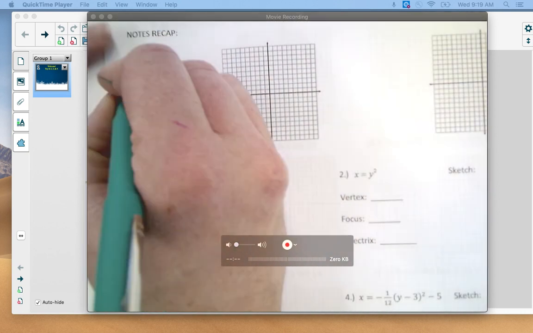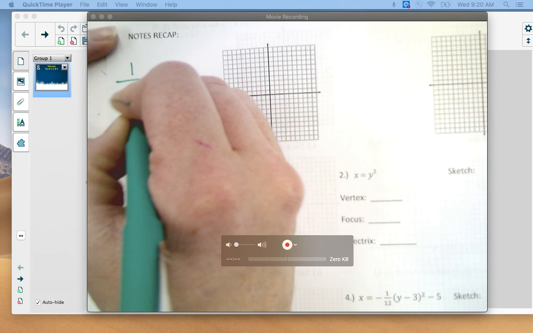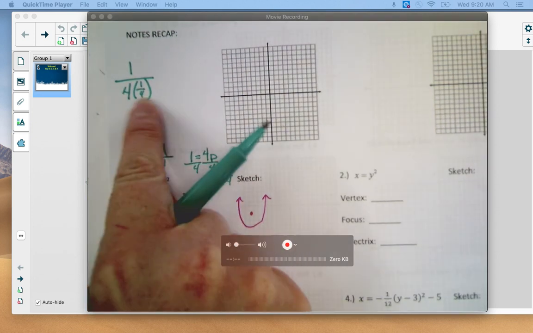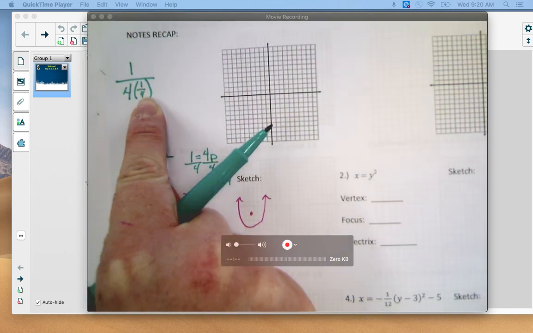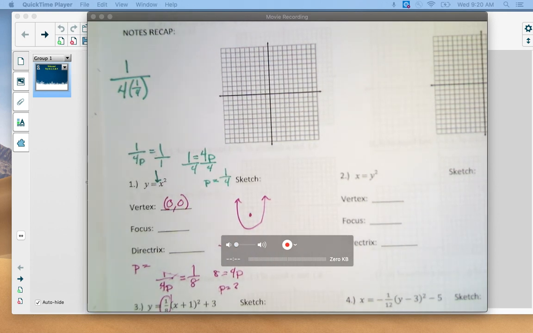What it actually is, is 1 over 4 times 1/4. Do you see that? What is 4 times 1/4? 1. Do you see how that's 1 over 1? The most common mistake I'll get is that the focal length is 4. If the focal length was 4, then it would be 1/16. Do you see the difference?